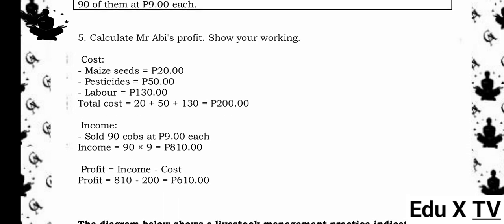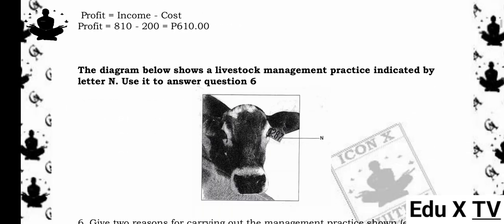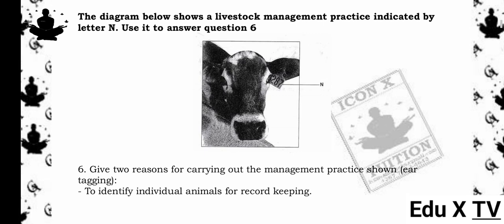Income. Sold 90 cobs at 9 pula each. Income equals 90 multiply by 9 equals 810 pula. Profit equals income minus cost. Profit equals 810 subtract 200 equals 610 pula. The diagram below shows a livestock management practice indicated by letter N. Use it to answer question 6.